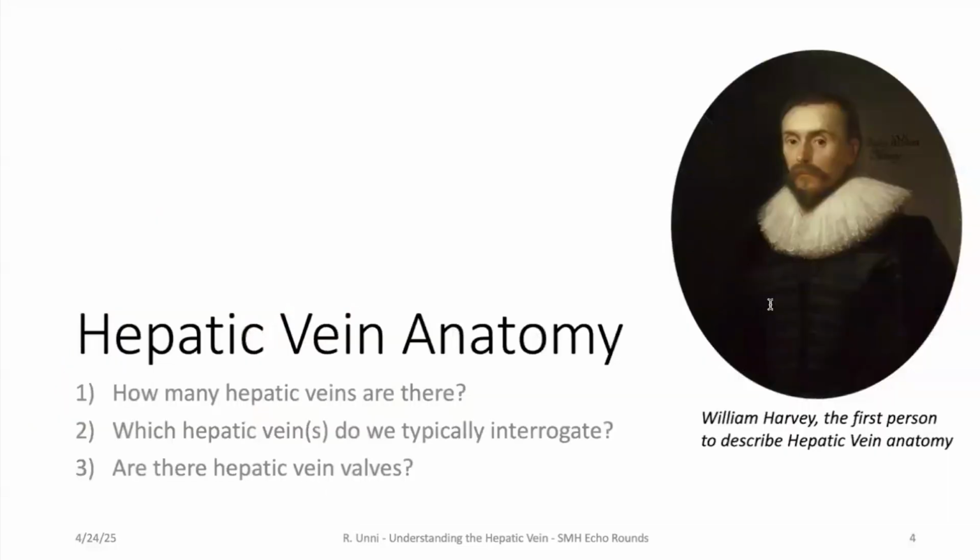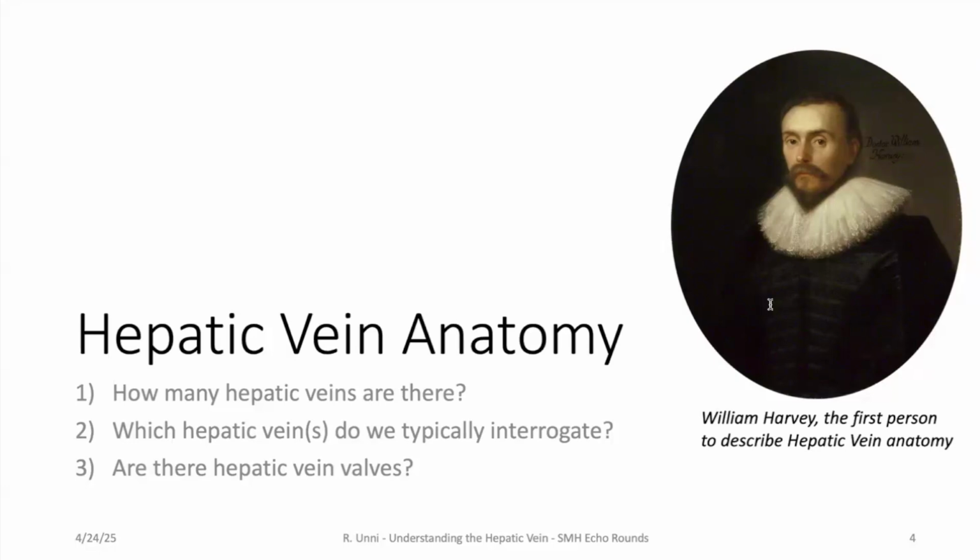To start, we're going to cover just basic anatomy, and as a challenge to those who feel pretty confident about what they know about the hepatic vein, I'll start with very basic questions. Do you know how many hepatic veins there are? What vein are we typically looking at? And here's a question: are there valves? We know that there are valves in the internal jugular, for example, and sometimes in other veins. Are there valves in the hepatic veins? Have you guys seen any?